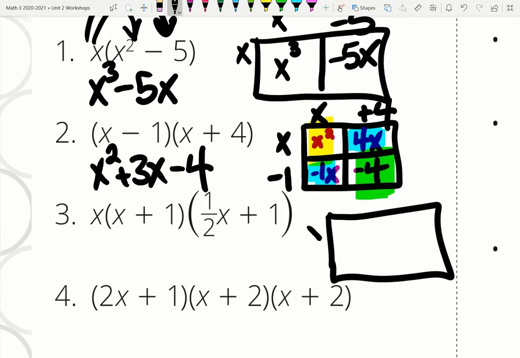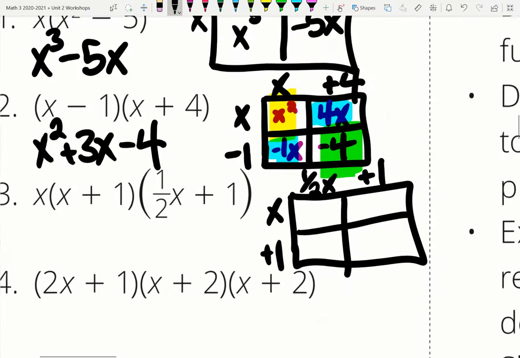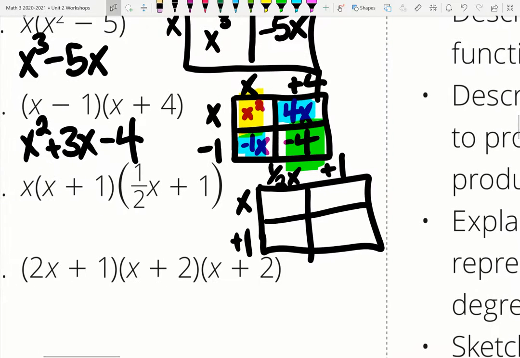It's going to be x plus 1, and then it's going to be 1/2 x plus 1. So let's go ahead and figure out each entry. 1/2 times x, you have to remember that there's an invisible 1 in front of all variables. There's one variable there. So 1 times 1/2 is going to be a half, and x times x is going to be x squared.